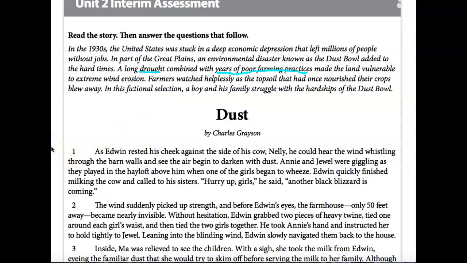All right, paragraph 1. As Edwin rested his cheek against the side of his cow, Nellie, he could hear the wind whistling through the barn walls and see the air begin to darken with dust. Annie and Jewel were giggling as they played in the hayloft above him, when one of the girls began to wheeze. Edwin quickly finished milking the cow and called to his sisters. "Hurry up, girls," he said. "Another black blizzard is coming." The wind suddenly picked up strength, and before Edwin's eyes, the farmhouse, only 50 feet away, became nearly invisible. Without hesitation, Edwin grabbed 2 pieces of heavy twine, tied one around each girl's waist, and then tied the 2 girls together. He took Annie's hand and instructed her to hold tightly to Jewel. Leaning into the blinding wind, Edwin slowly navigated them back to the house.